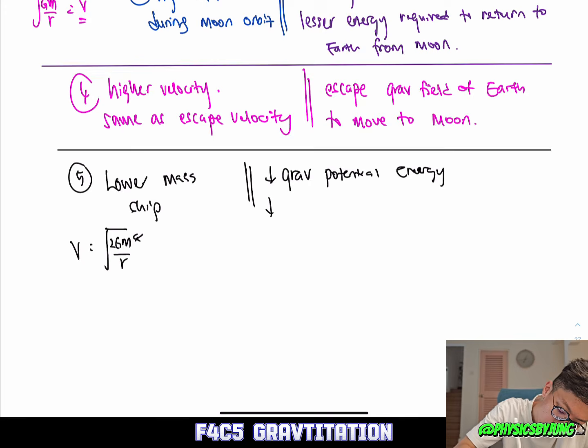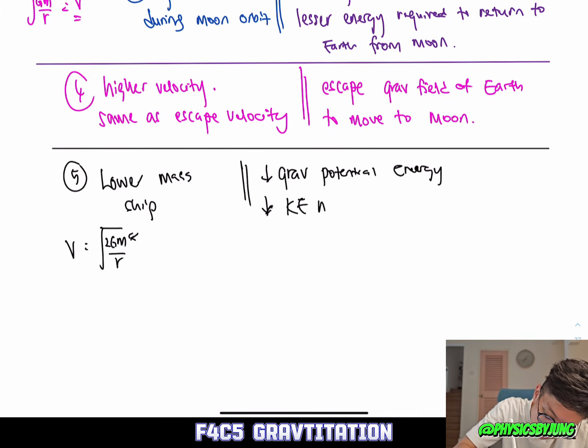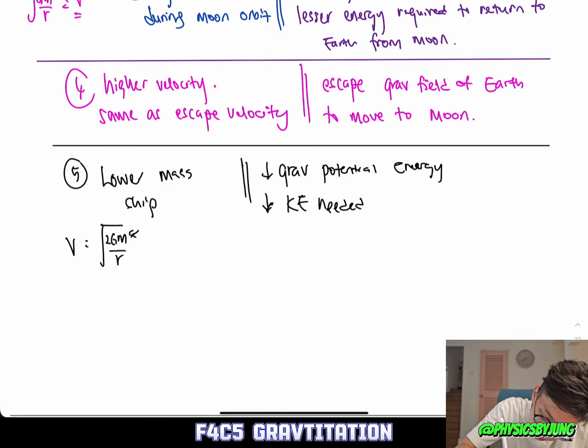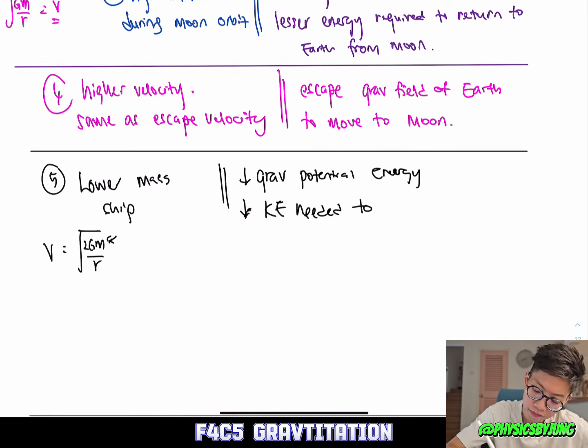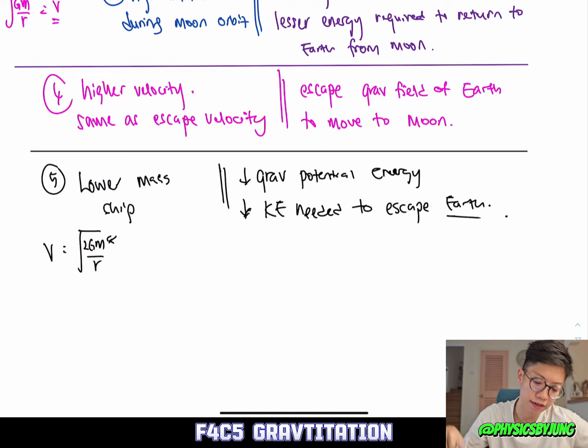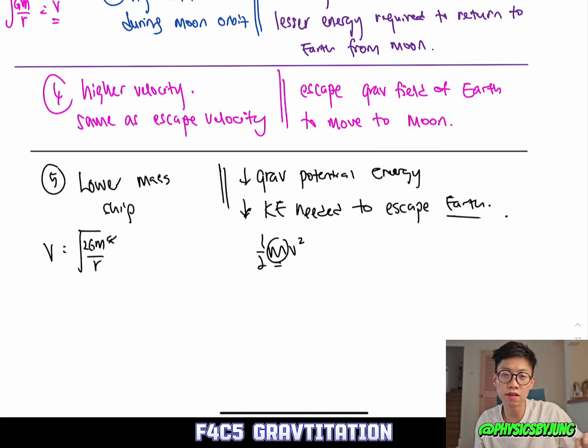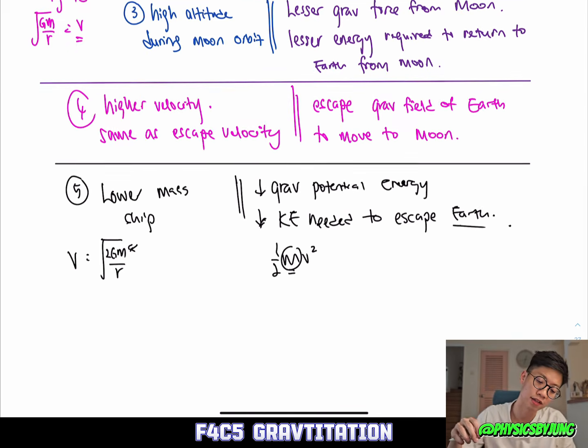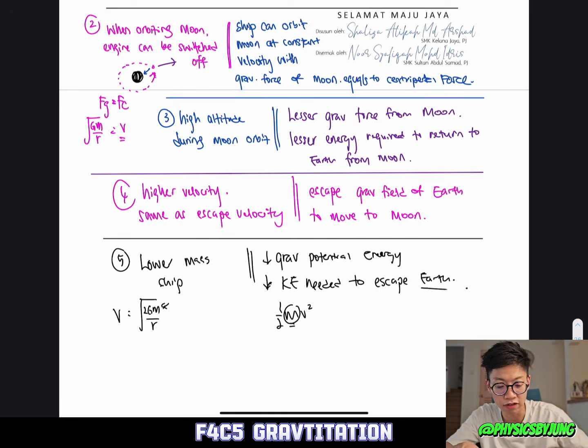Or you can say lesser kinetic energy needed to escape Earth. Why lesser kinetic energy? Because in kinetic energy, there's a half mv squared, so there is a mass. If you have lower mass, you have lesser kinetic energy. You need lesser kinetic energy to overcome the lower potential energy. So therefore it's easier for you to escape Earth. So I use energy instead of velocity.